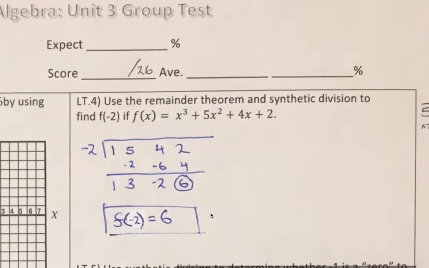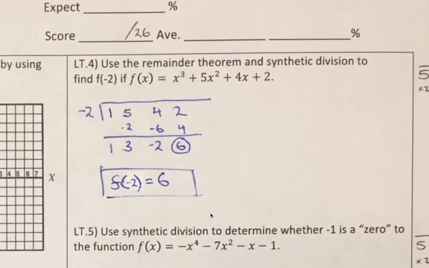Okay, looking on to section number 2. The remainder theorem in synthetic division to find f of negative 2. Well, if you remember, using synthetic division, the remainder is exactly what f of this original number is. And so if I just go ahead and divide by negative 2, that would be the same thing as plugging in negative 2 for x in each one of these and then simplifying.